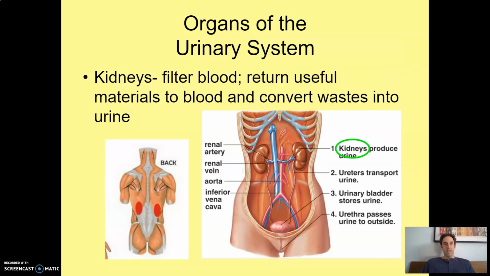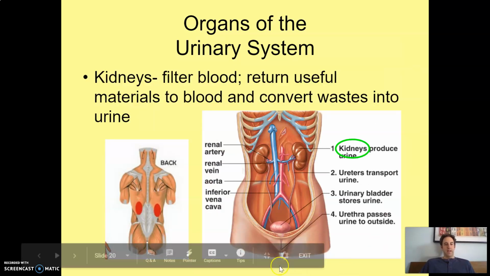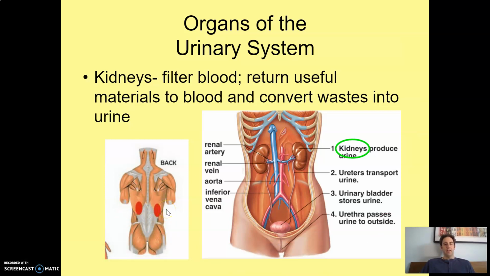So let's take a look now at the organs of the urinary system. As I said, the main organ is the kidney. They're located more closely to your back or posterior side. And again, they filter the blood, they return useful materials to the blood, convert waste into urine, and then help regulate all those things: water balance, ion balance, acid-base balance, all that stuff along the way.